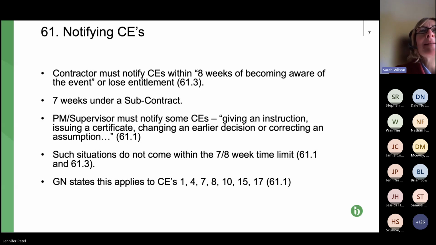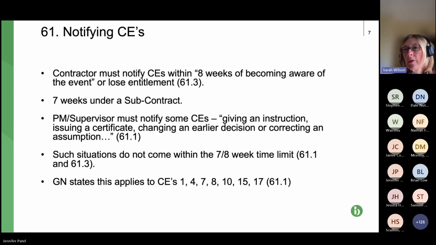Now, third bullet point, I'd said earlier that some compensation events the contractor or subcontractor has to notify. Others, it's the project manager or supervisor who has to notify. So the contractor and subcontractor don't have to worry about that killer deadline for some of them. And they're described at 61.1 as items where the PM or supervisor is given an instruction, issues a certificate, changes an earlier decision, or corrects an assumption. So there are a variety of things there.